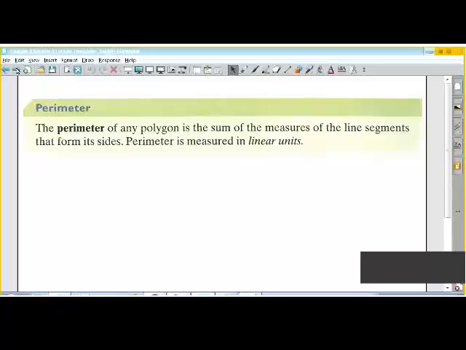The key thing I want you to get out of this is to remember to be consistent in units. So if the units for measuring the length of the sides is centimeters, the answer is in centimeters. If it's in meters, each part is in meters, the answer is in meters. It's meters, not meters squared or meters cubed. So perimeter is always linear units, which means feet, inches, centimeters, and meters.